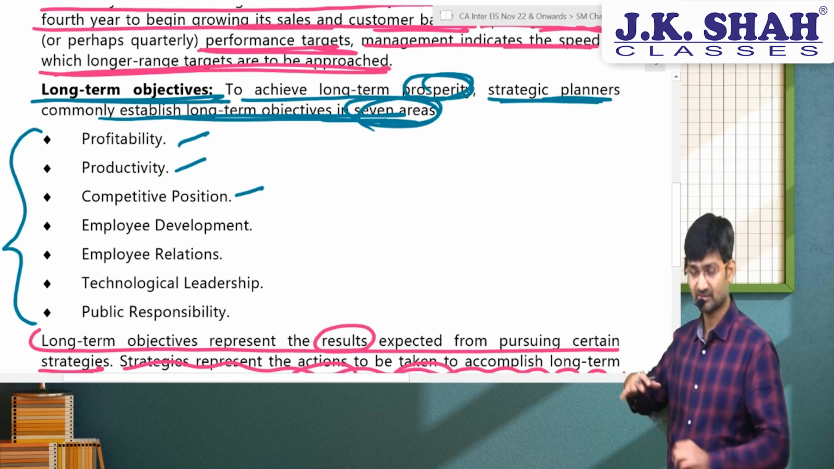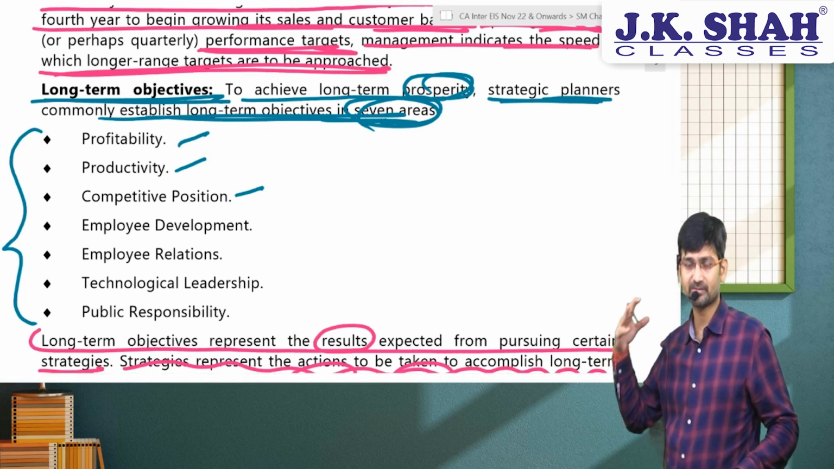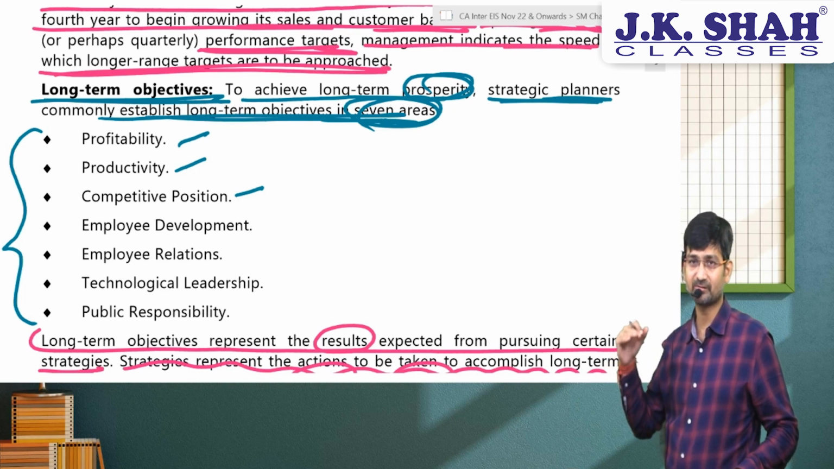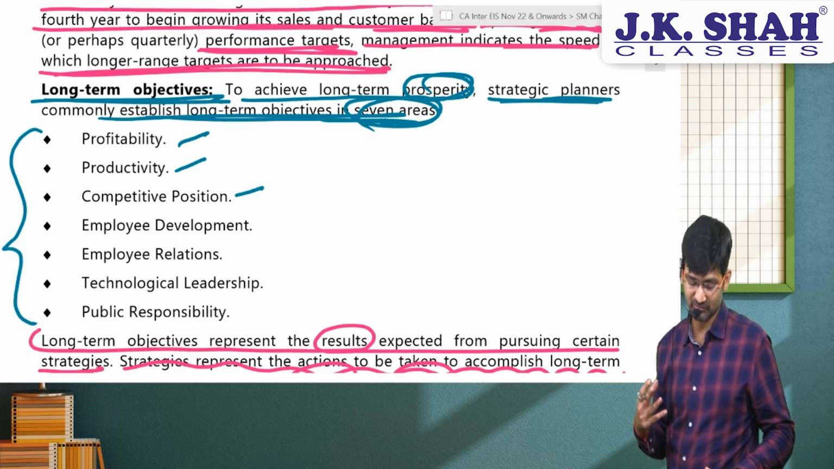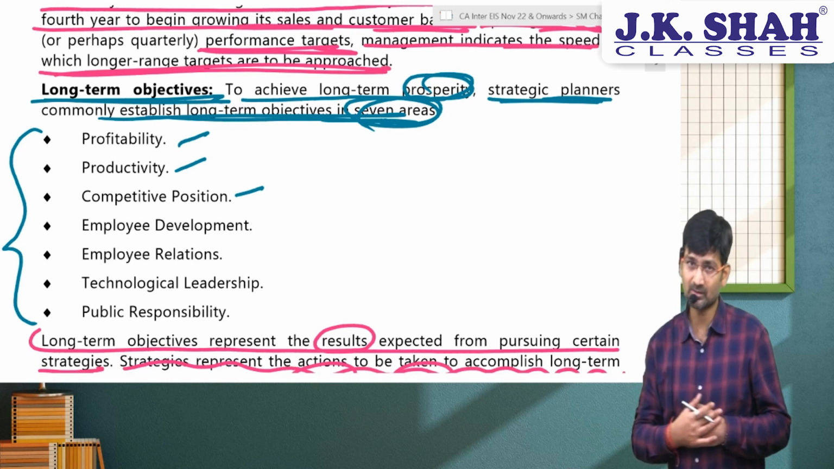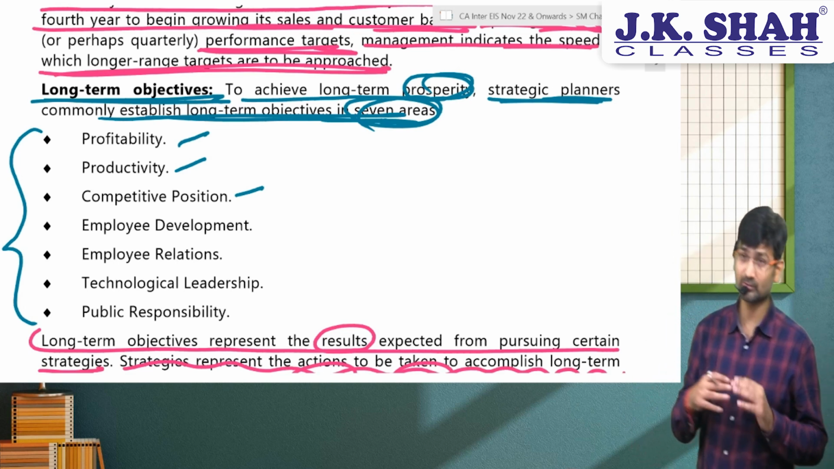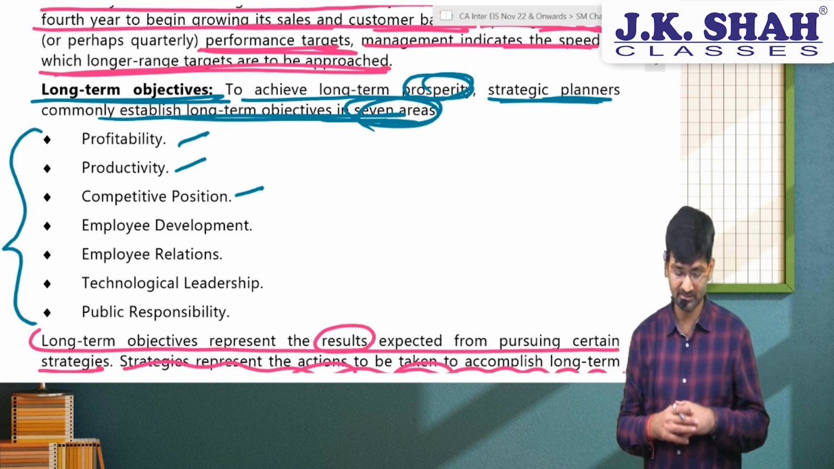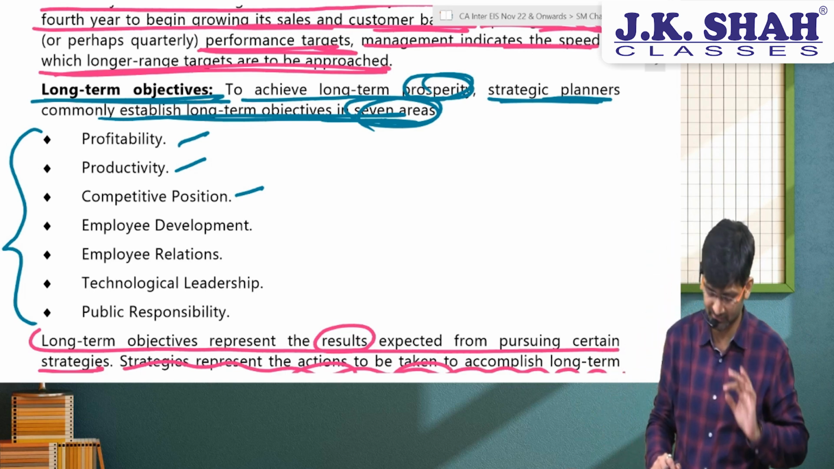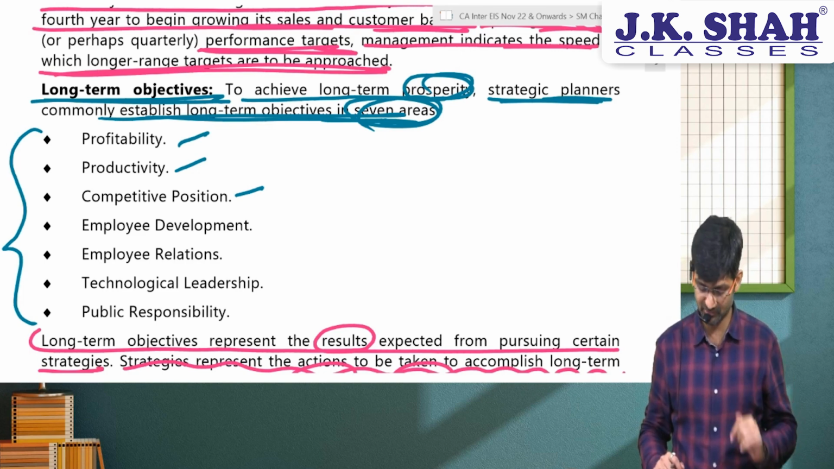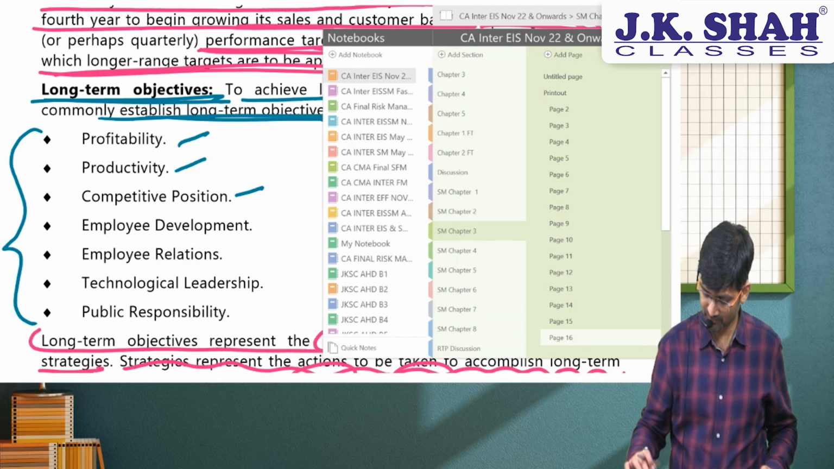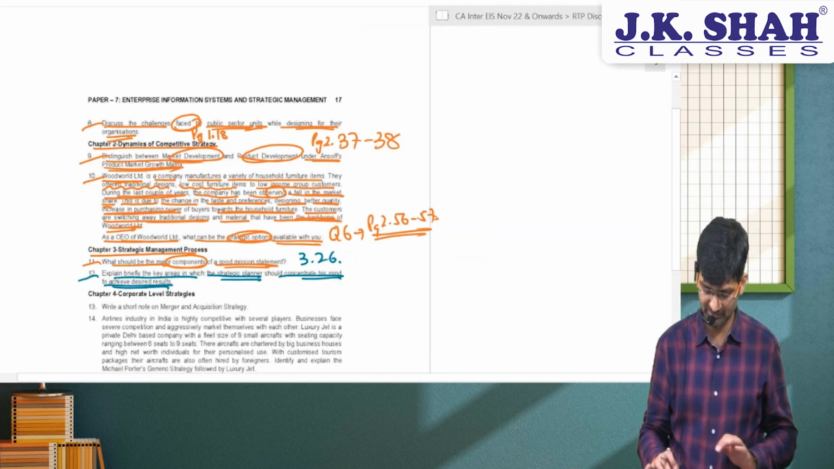So your objective should be profitability. What profitability you wish to achieve? How much productivity levels do you wish to achieve? What competitive position in terms of market share that you wish to achieve? Employee development, how do you wish to conduct that in the organization? Employee relationships, how do you wish to improve in the organization? You should have objectives, numeric targets. Technology leadership, how do you wish to achieve? What kind of targets are you setting for yourself? And public responsibilities, for that, what are your objectives and targets?